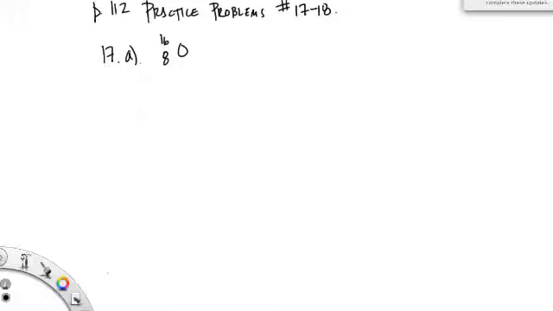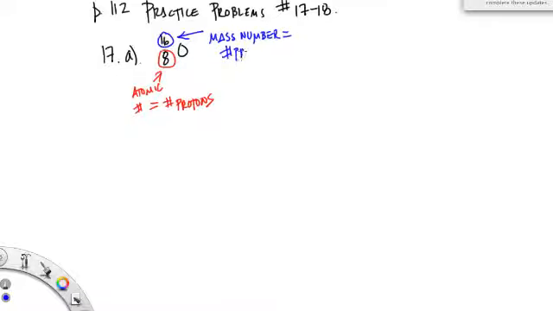So what we need to remember about this atomic shorthand is that the atomic number here is equal to the number of protons in the atom. And the mass number is equal to the number of protons plus the number of neutrons.